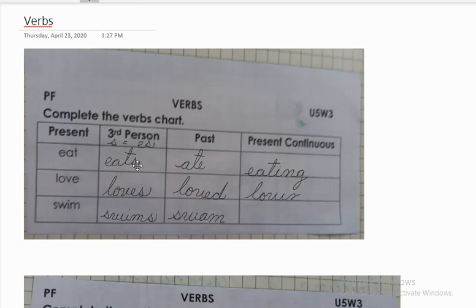Okay, great. And in the third case, we have swim, swims, swam, and the present continuous would be swim, but in this case, we'll have, sorry, to add another letter M, and finally ing at the end like any other, okay? So let's read it. Swim, swims, swam, swimming. Okay, that's great. So this is a chart that you must have at home in your notebook.